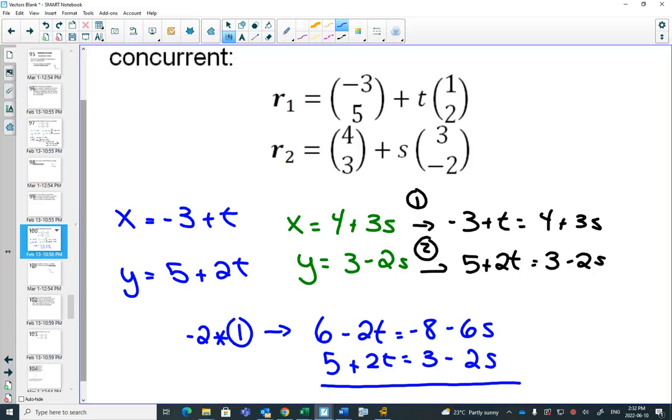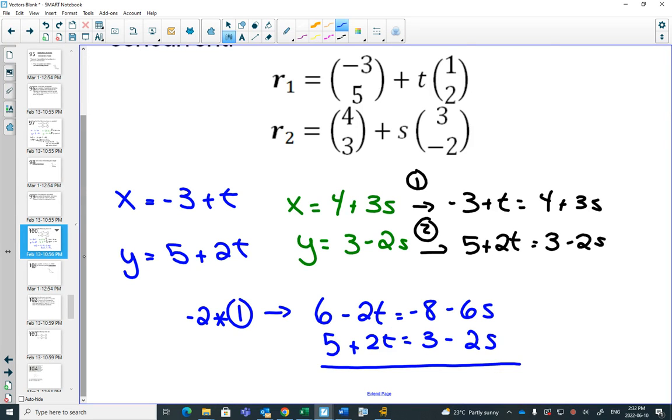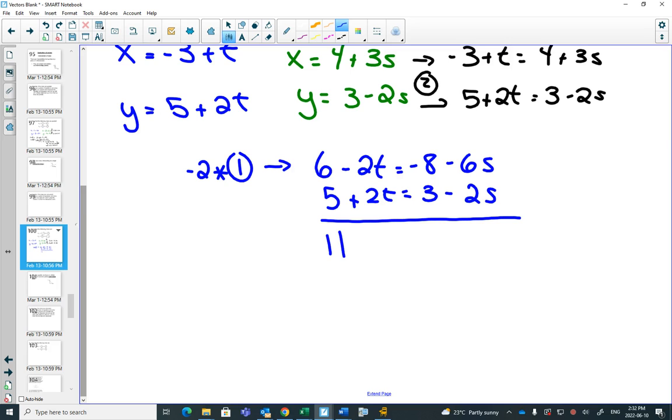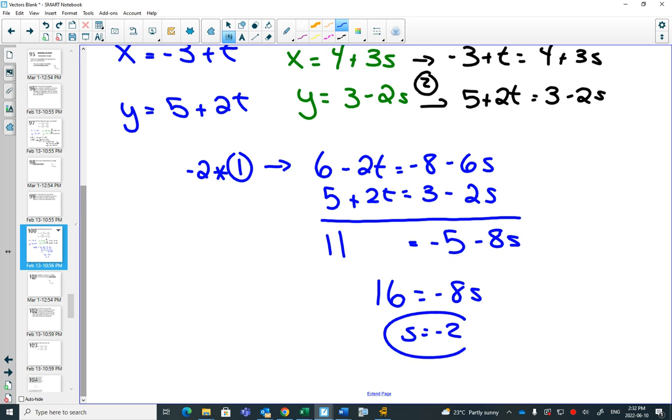So now when I add the two equations, 6 plus 5, that's equal to 11. The t's cancel out. Negative 8 plus 3 is negative 5, and negative 6 plus negative 2 is negative 8s. So I have 16 equal negative 8s, and s is equal to negative 2.